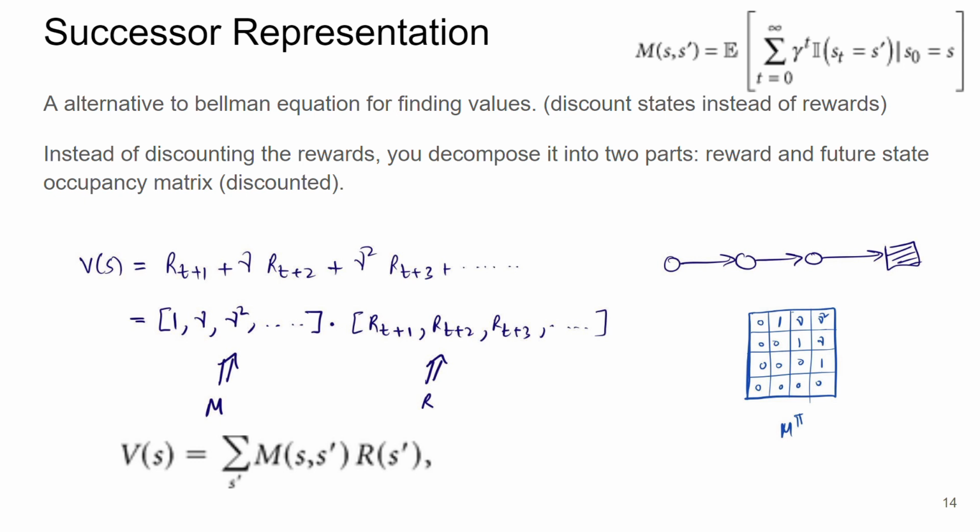So if I understand correctly, the future state occupancy matrix is like a probability distribution over future states. That's right. So then do you need to bound it somehow, like a maximum number of time steps, or how do you define the bounds of this? So right now we're looking at just an episodic case. So the episode terminates at some place.